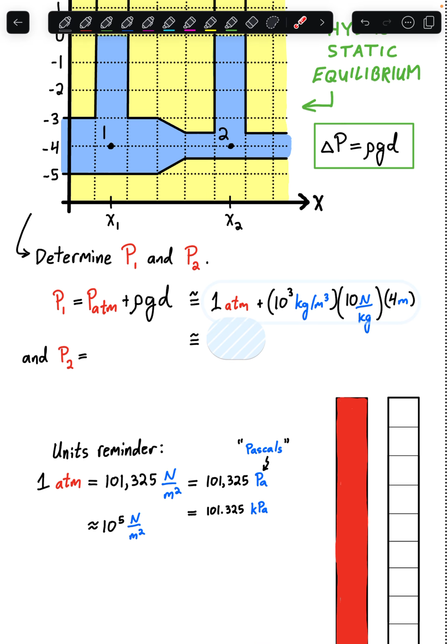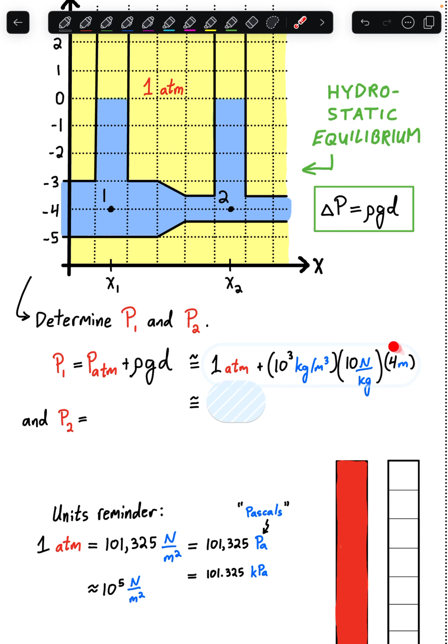And a reminder that 1 atmosphere is 101,325 newtons per square meter. That is equivalent to 101,325 pascals. 1 newton per square meter is the same thing as a pascal in the SI system. So it's often called 101.325 kilopascals. But in any case, that number is about 100,000. So 1 atmosphere is roughly 10 to the 5th newtons per square meter. So this value here, about 40,000 newtons per square meter, is about 0.4 atmospheres. So 1 atmosphere plus 0.4 atmospheres is about 1.4 atmospheres.